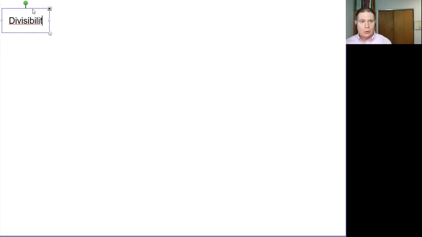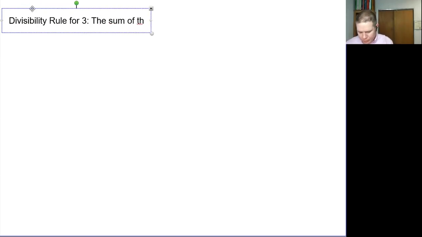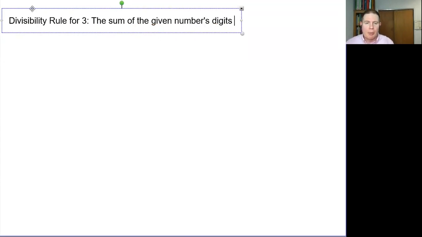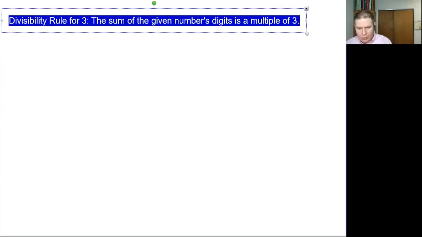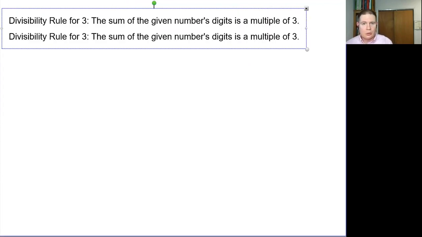Fortunately, there are a couple more that I'll put up here. And they're a little bit more complicated, actually quite a bit more complicated, but still easy enough that they're useful. So the divisibility rule for 3 states that the sum of the given number's digits, I remembered my apostrophe this time, the sum of the given number's digits is a multiple of 3. And that also works for 9 for the exact same reason.